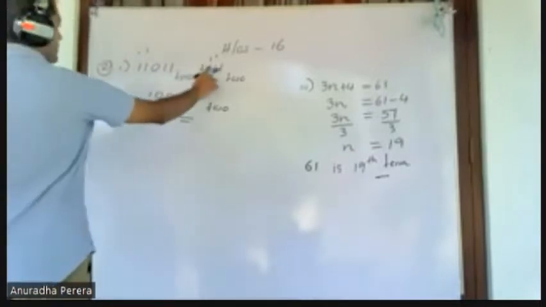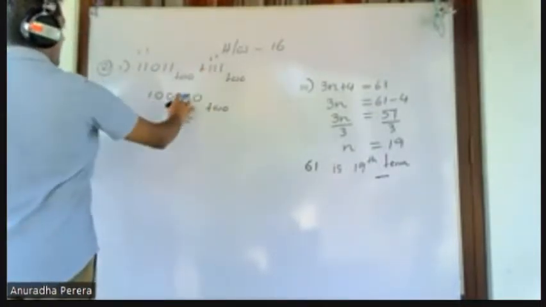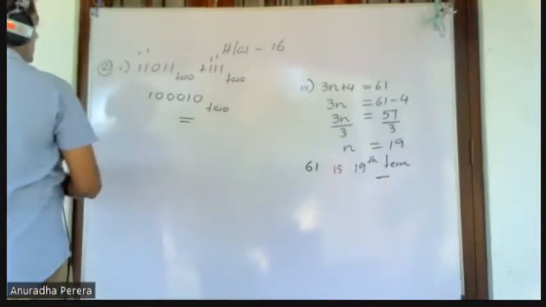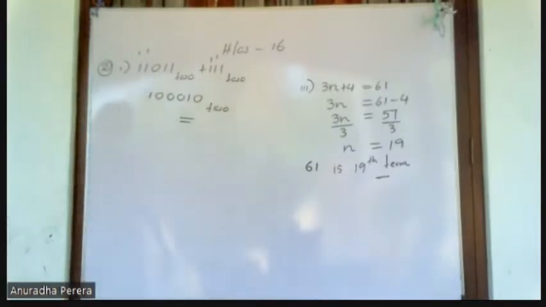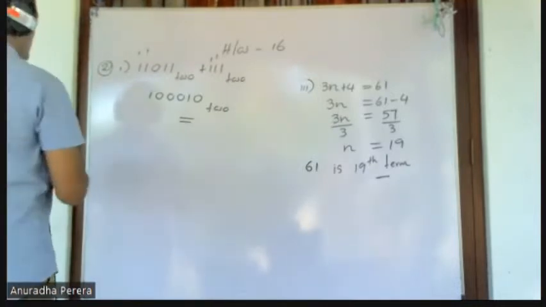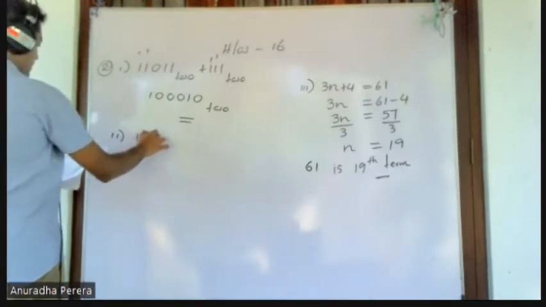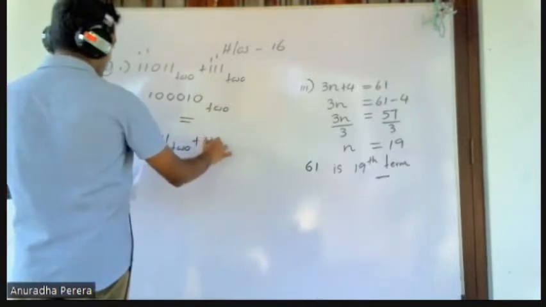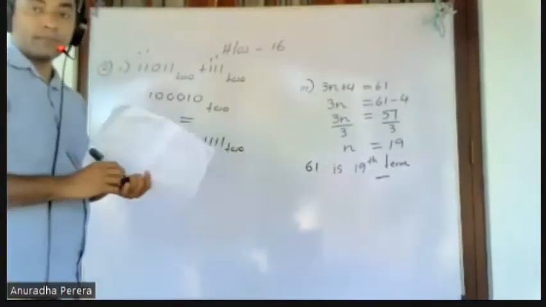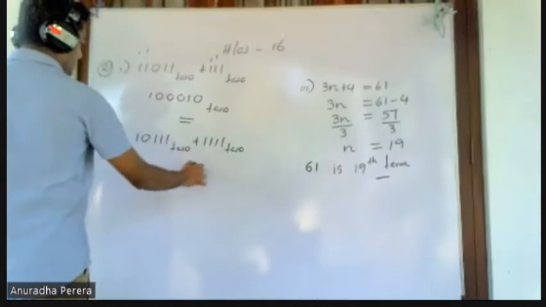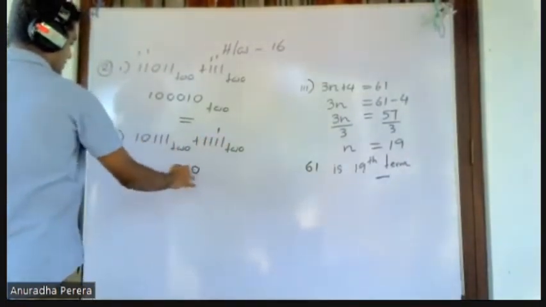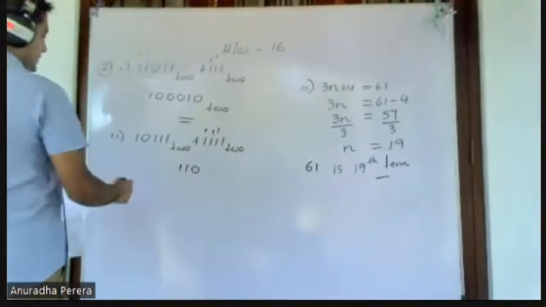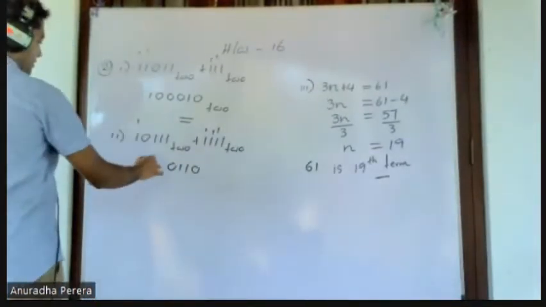Is there a mistake? Yes, sir. Right. The second question. 10111 plus 1111, base 2. 1 plus 1, 1 0. 1 plus 1 plus 1, 1 1. 1 plus 1 plus 1, 1 1. 1 plus 1, 1 0. Again 1 plus 1, 1 0.